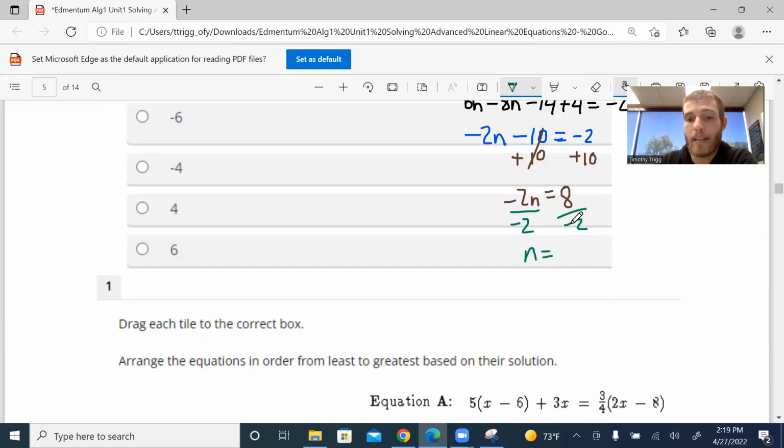8 divided by -2 is -4. A positive divided by a negative is always negative. It doesn't matter which one's bigger or anything like that. When adding and subtracting, it does matter which one's bigger, but not with multiplying or dividing.